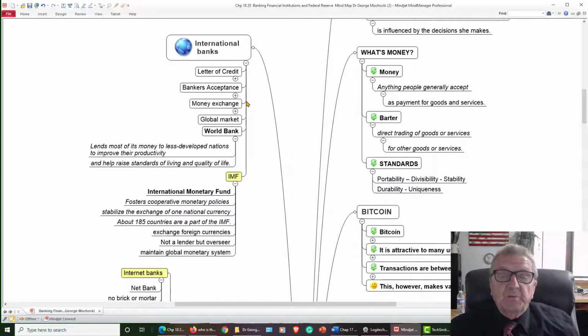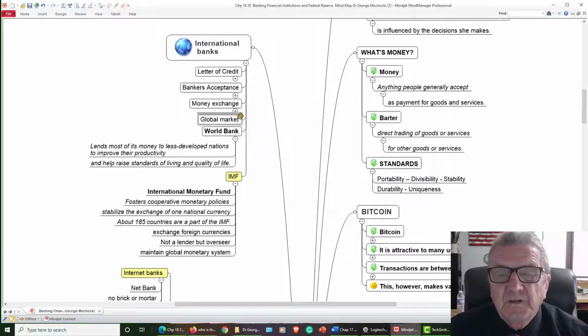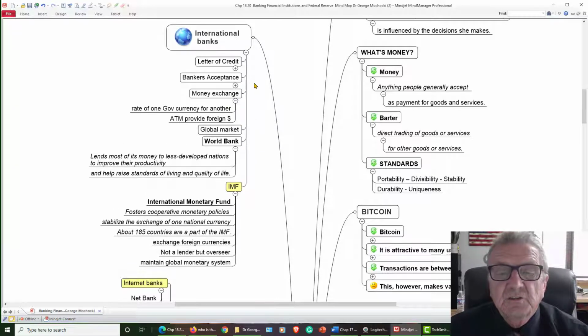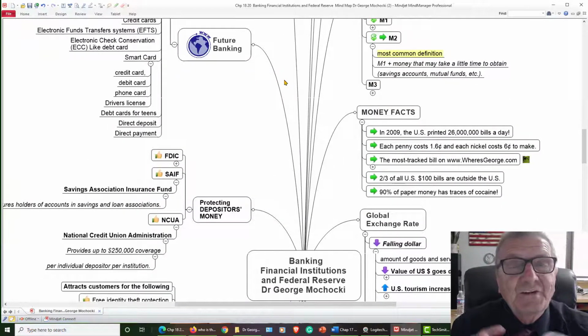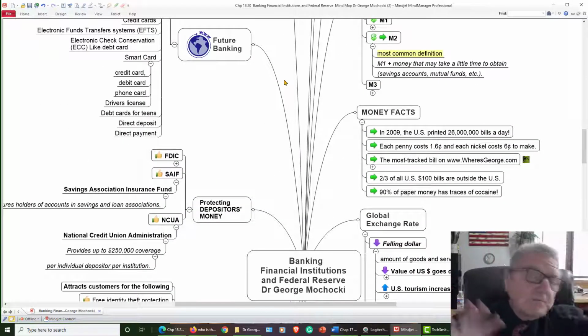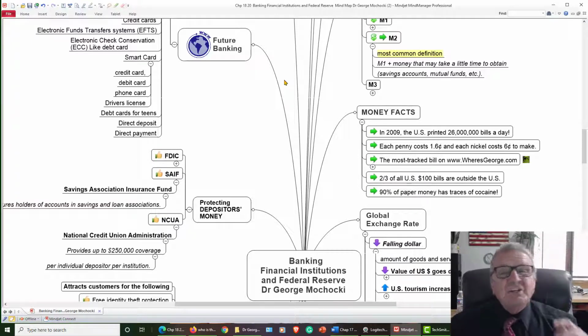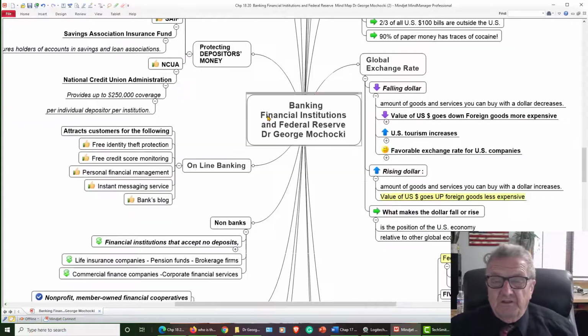In international banking: letter of credit, money exchange, World Bank, International Monetary Fund, and make sure you know the difference between the World Bank and the IMF. And money exchange, okay, currency. I think I covered everything. Just a quick overview. I know I bounced all over, but there's a lot of changes, a lot happening. This gives you a quick overview of the banking system.